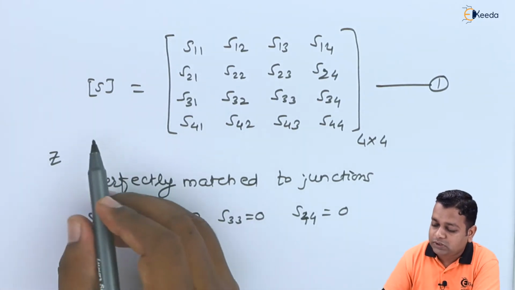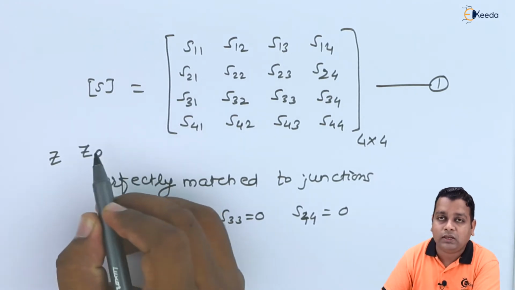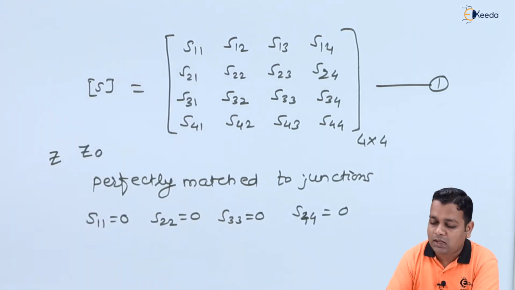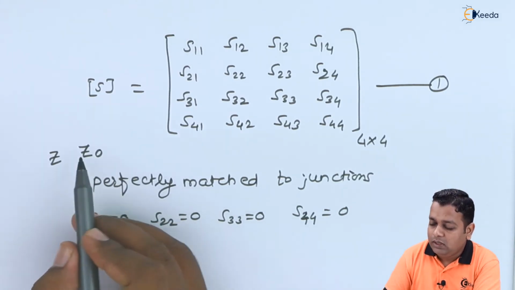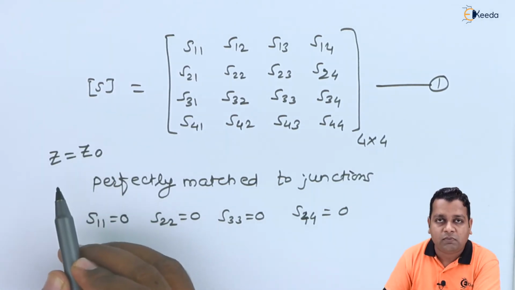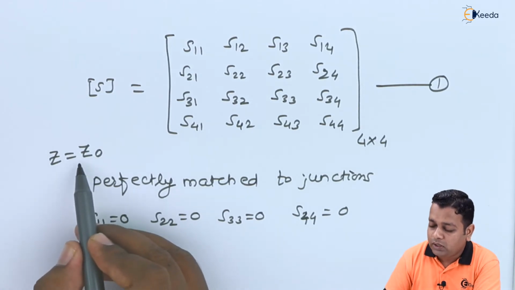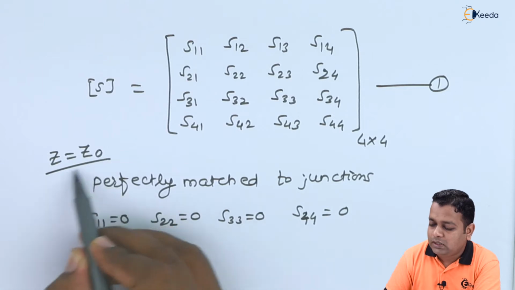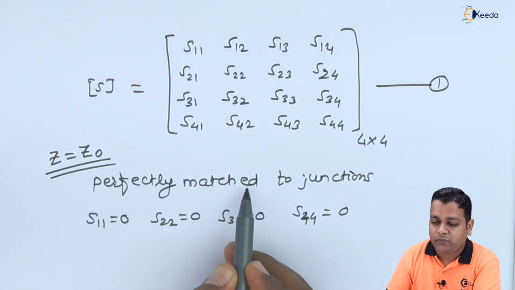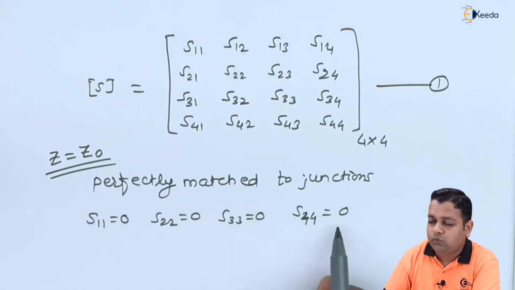So these are the transmission lines, and for a transmission line the characteristic impedance is denoted by Z0. When the load impedance, or the general impedance at the port, is equal to the characteristic impedance of the transmission line, we can say it is perfectly matched here. Therefore we make these four coefficients equal to 0.